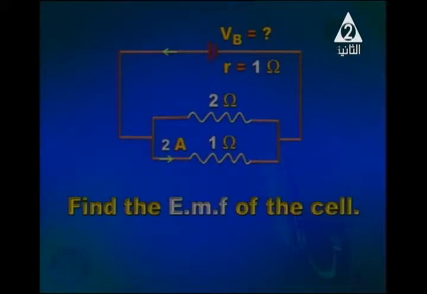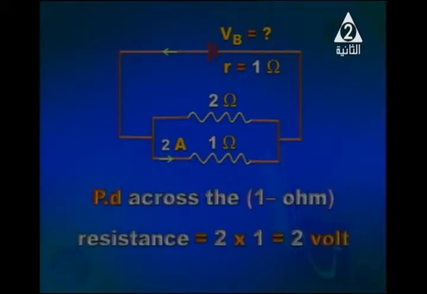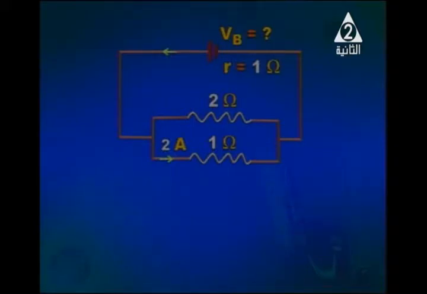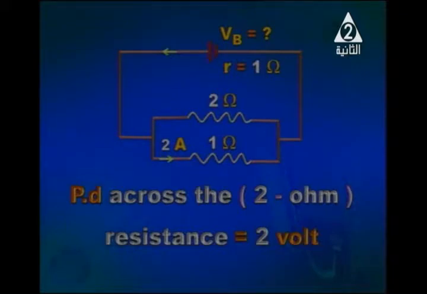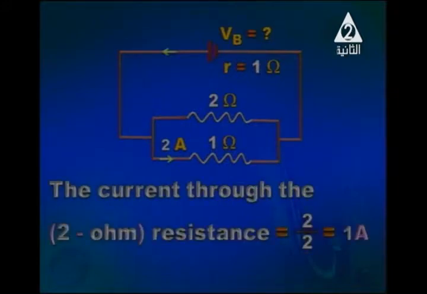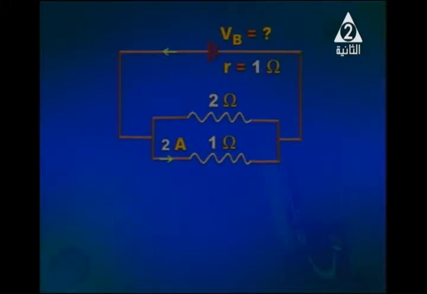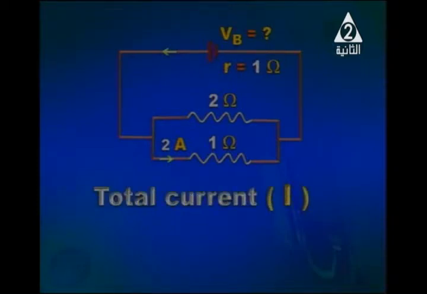So let me do it once again. Potential difference across the 1 ohm resistance, it is 2 times 1, it is 2 volt. Potential difference across the 2 ohm resistor is 2 volt also. And now we can calculate the current through the 2 ohm resistor. It is 2 divided by 2, it is 1 ampere. 1 ampere flows through the 2 ohm and 2 amperes through the 1 ohm resistor. So the total current must be equal to 3 amperes. Total current equals 1 plus 2, it is 3 amperes.